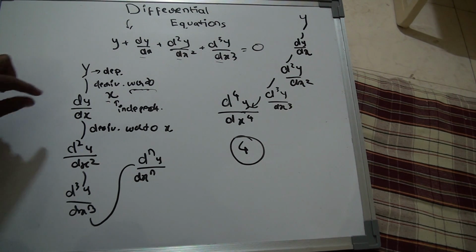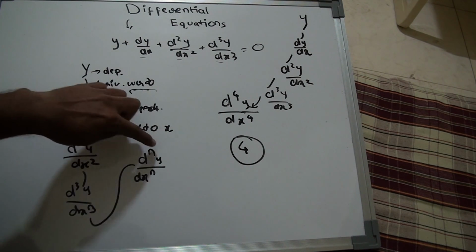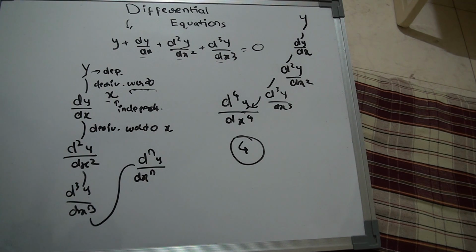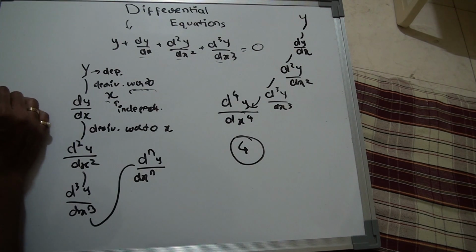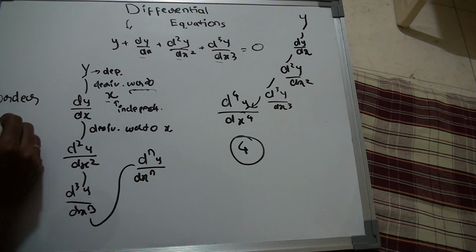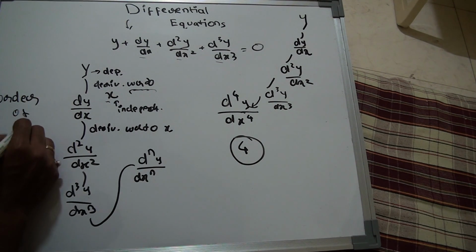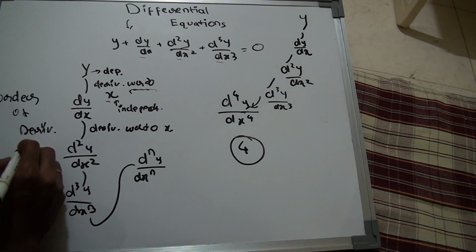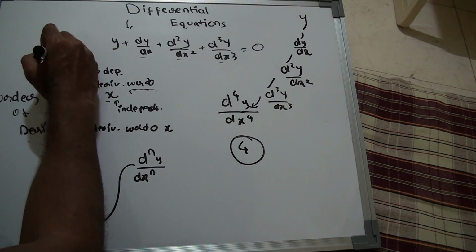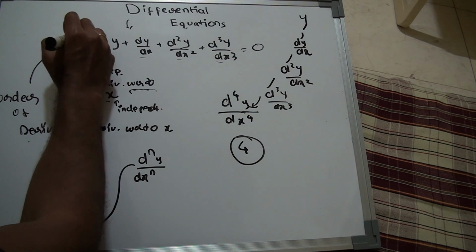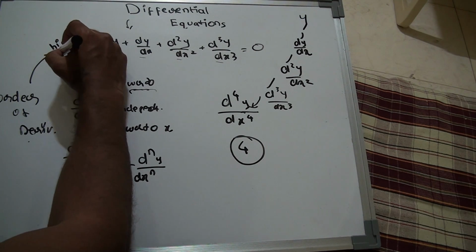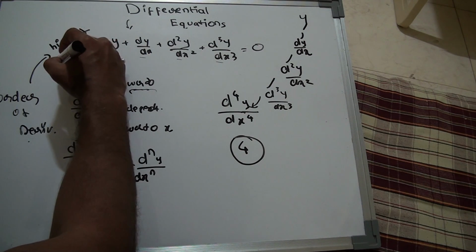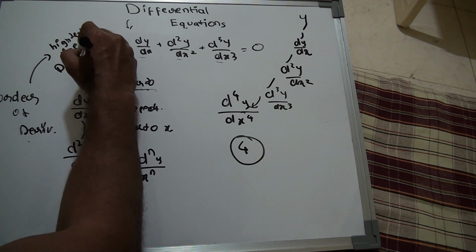Now see, what is this number called? This number is called the order of the derivative. And what does it mean? It is the highest number of times the derivative is taken.